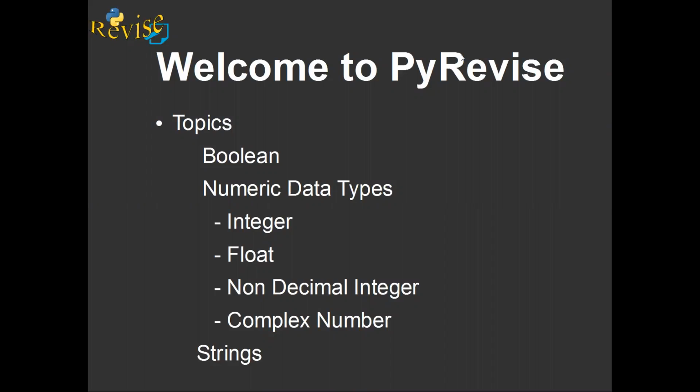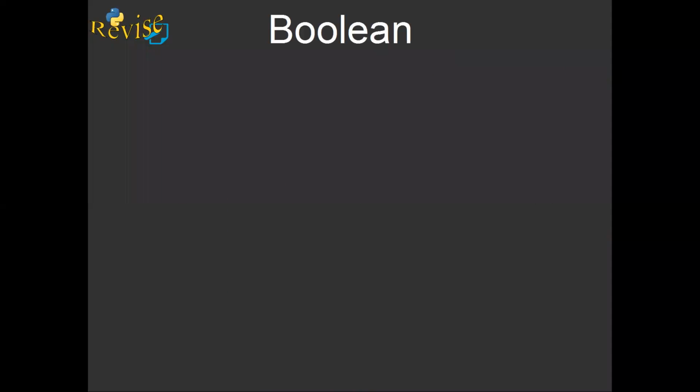Now we're going to discuss boolean, then numeric data types, that is integer, float, non-decimal integers, then complex number, and then we'll talk about strings. So let's start with boolean first.